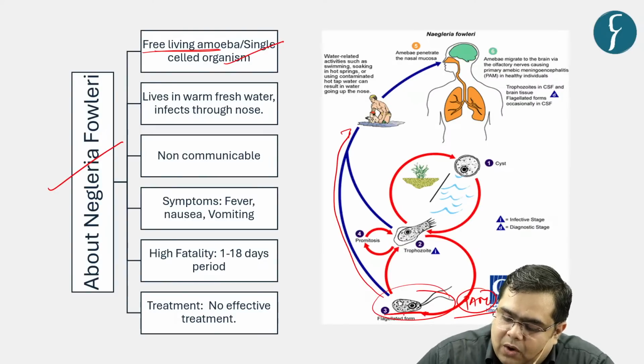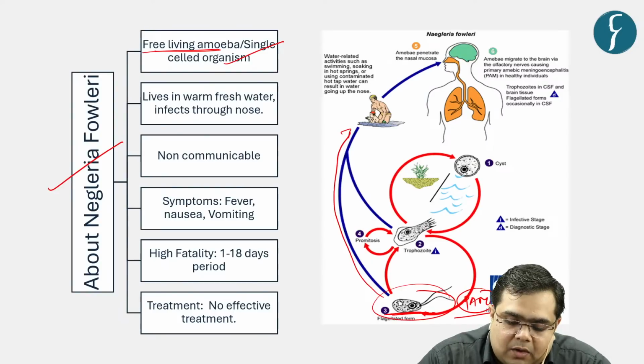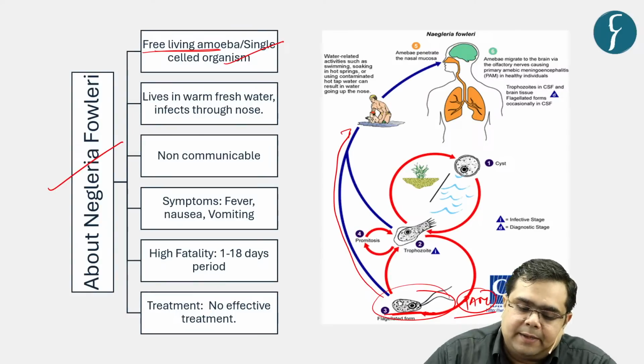So if the organism is present in those water bodies and the water is ingested through the nose, this particular amoeba goes into the nasal route and reaches the brain. Once this amoeba reaches the brain, it further develops itself and expands and causes inflammation in the brain tissue, and subsequently the patient suffers, and there are high chances that the patient would die.